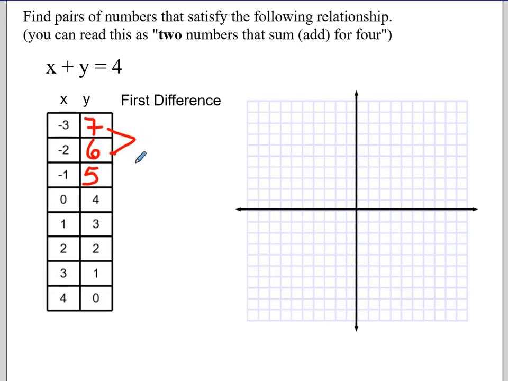If we do a quick check of our table of values, I'll only do the first couple here. These guys are changing by positive 1. Now this is a little different. These guys are changing by negative 1. Okay, so that's a little different.